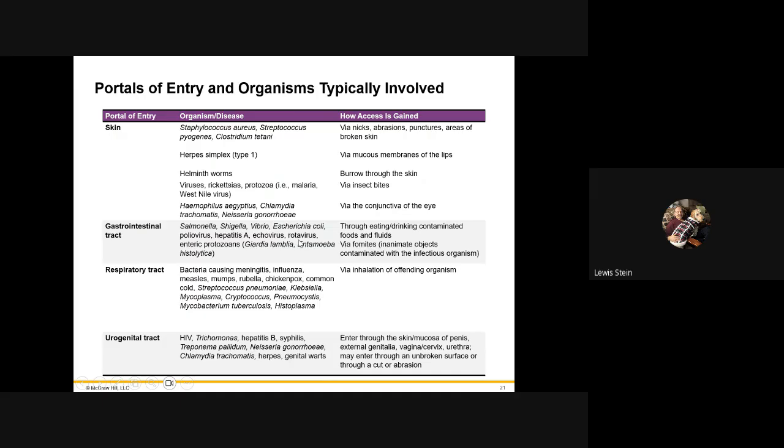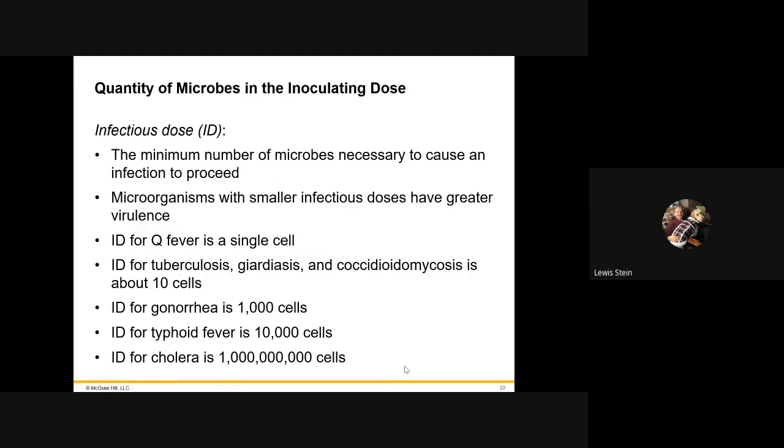It's important. So I don't need to read this to you, but we're going to cover a lot of these in diseases. You can see inhalation is pretty straightforward, eating, drinking, skin to skin, those types of things, urogenital. And we'll get into all of this when we talk about the specific systems. It's really important. It's called the ID or infectious dose. Things that are nasty have a very low infectious dose. For instance, the minimum number to cause an infection to proceed, the smaller the dose, the nastier it is.